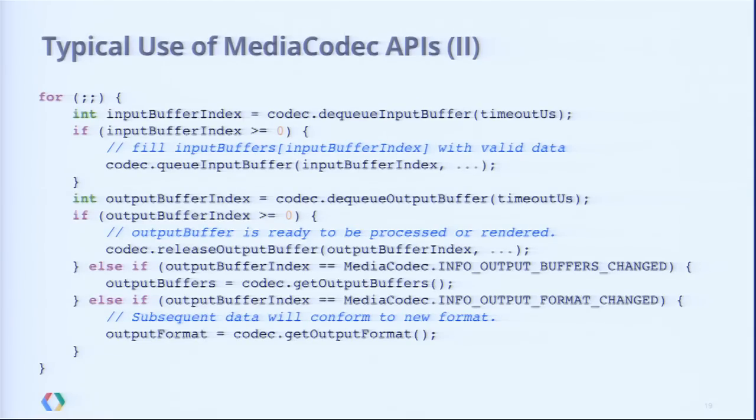For the third case, if the return value is INFO_OUTPUT_FORMAT_CHANGED, that means the codec format basically changed, so the subsequent sample output will conform to the new format. So in order to find out the new output format, you can use getOutputFormat for that purpose.